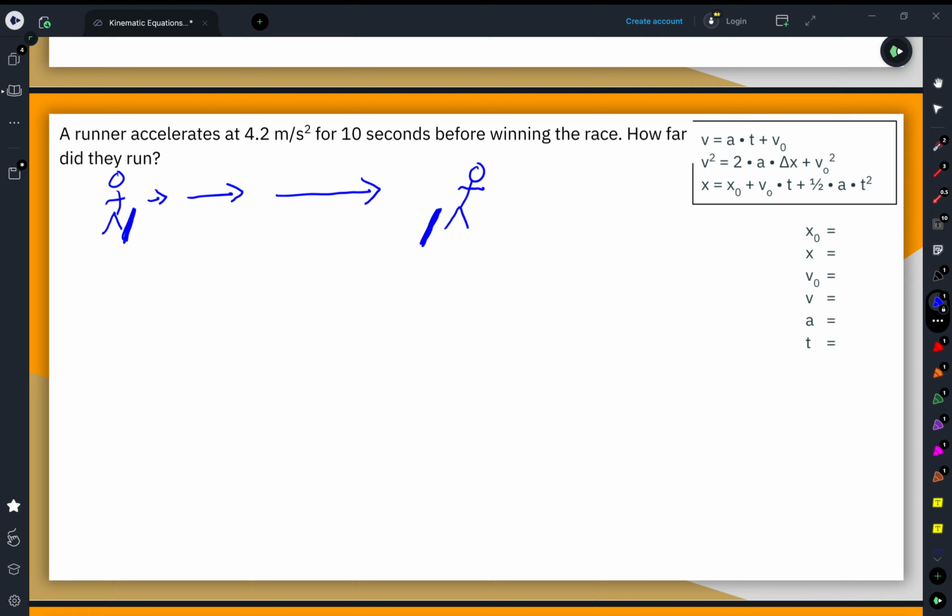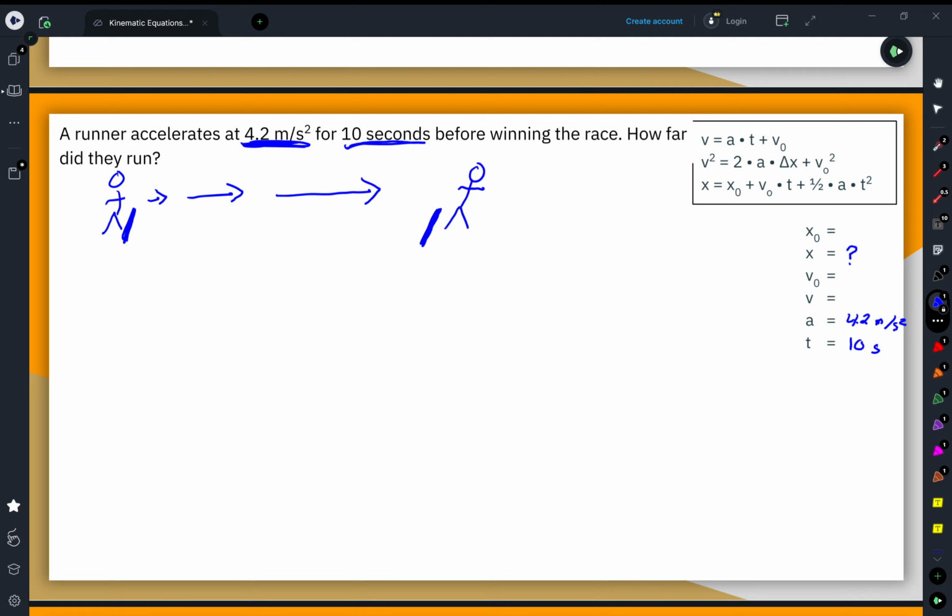So for this problem, a runner accelerates at 4.2 meters per square second. So I'm going to be able to say that this should be my acceleration, 4.2 meters per square second. They accelerate at that rate for 10 seconds. So my time is 10 seconds before winning the race. How far did they run? So really, I'm looking for that final position that they have here.